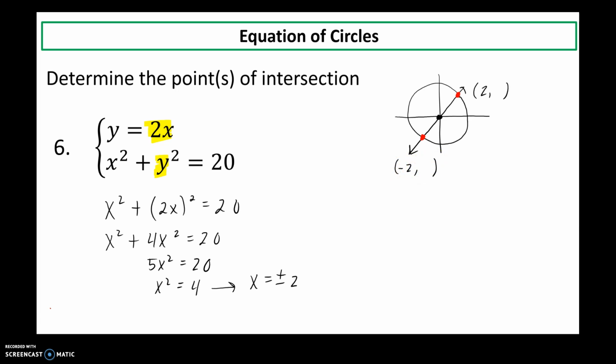Now how do we find the corresponding y values? Plug it into either of the equations. Plugging into the linear function would be easier. So when x is 2, y is 4. And then when x is negative 2, y is negative 4. So it verifies the simple sketch that we put on there as well.